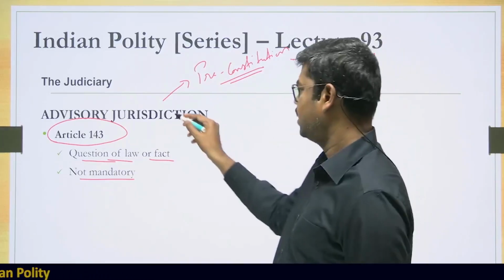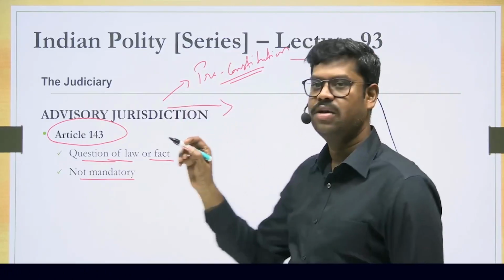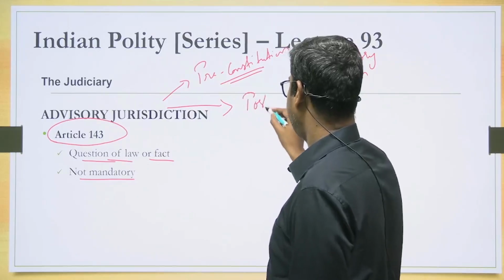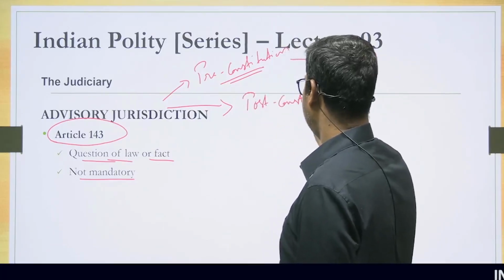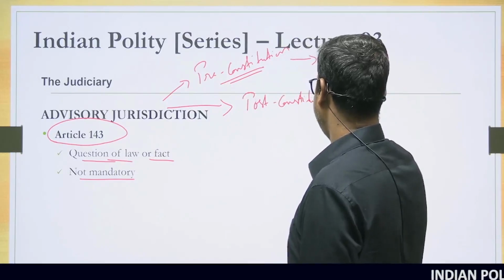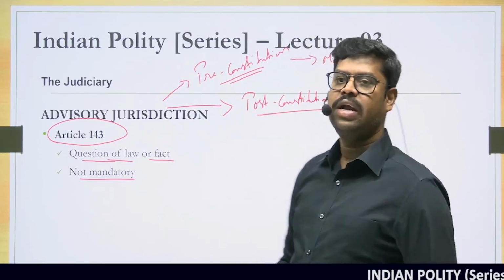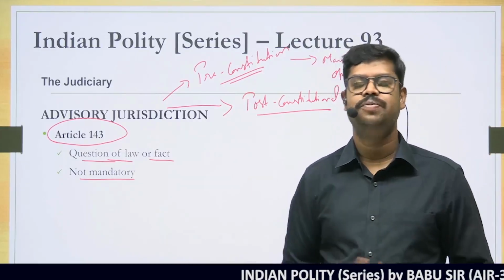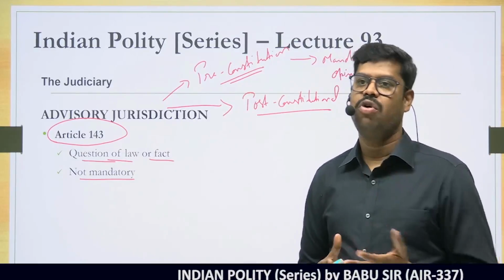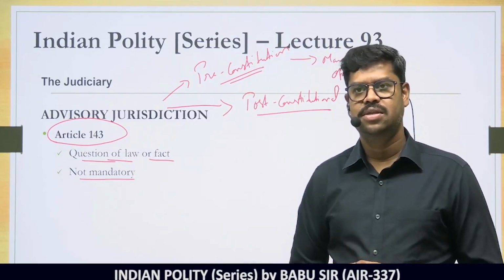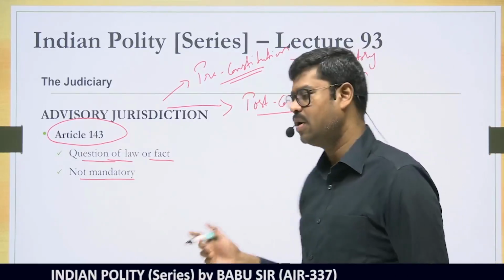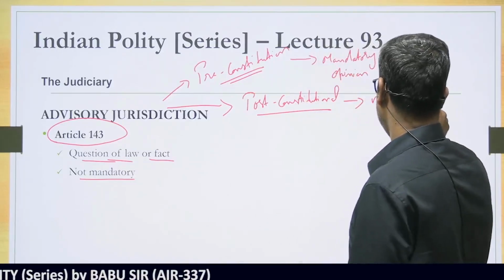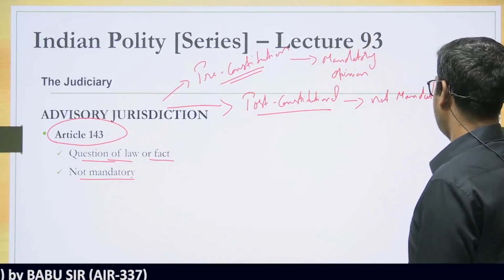Whereas if whatever the President is referring is not a pre-constitutional matter, but a post-constitutional matter, it can be anything. A post-constitutional matter can be related to interpretation of the Constitution, or it can be a question of fact. It may not even be related to the Constitution, it may be related to a question of fact. It may be related to interpretation of law. So in all these cases, if it is related to a post-constitutional matter, then it is not mandatory for the Supreme Court to give its opinion. The Supreme Court may give its opinion or may not give its opinion.